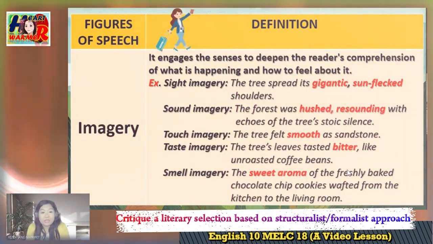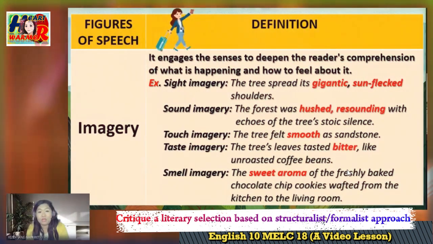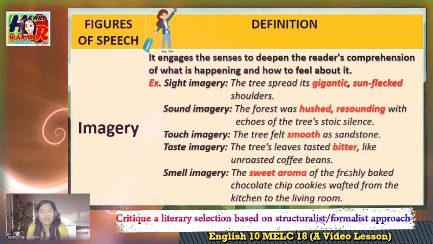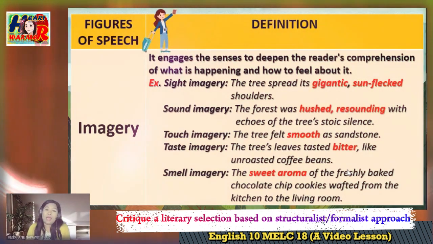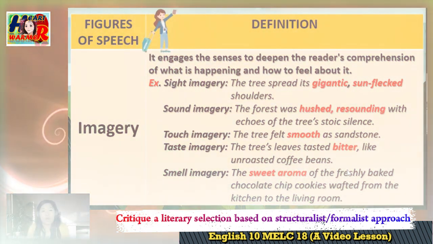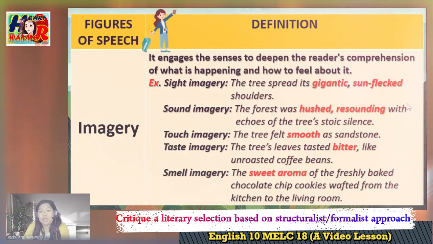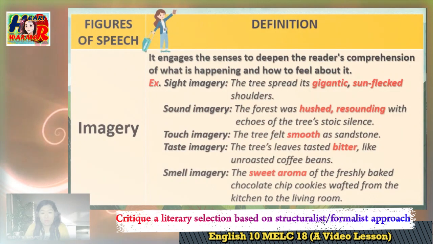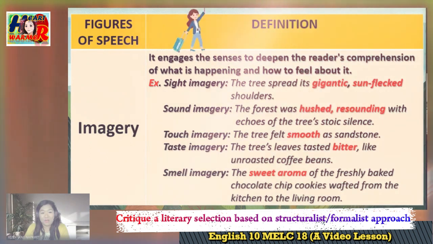Okay, next we have smell imagery. So the sweet aroma of the freshly baked chocolate chip cookies wafted from the kitchen to the living room. So I could see that you can imagine that kind of smell. And that is also considered olfactory imagery in other references. Because of activating your sense of smell with these words, this is called smell imagery. Okay? So that is what imagery is all about.